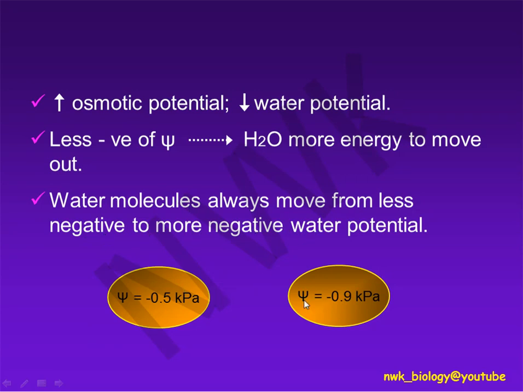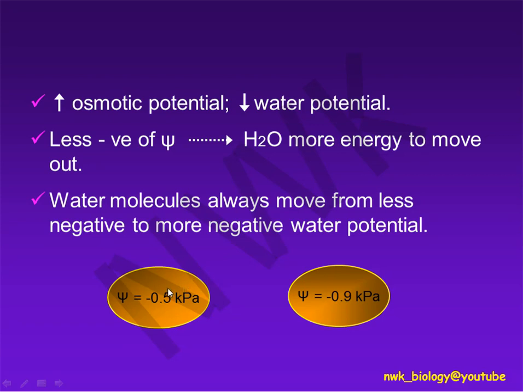For example, now I have two cells, the one on your left and the one on your right. The cell on your left has water potential negative 0.5 kilopascal. The one on your right has negative 0.9 kilopascal. So can you tell me which cell has less solute particles? Left or right? The answer is left, because this cell has negative 0.5 kilopascal, which is less negative water potential. Less negative water potential means less solute particles.